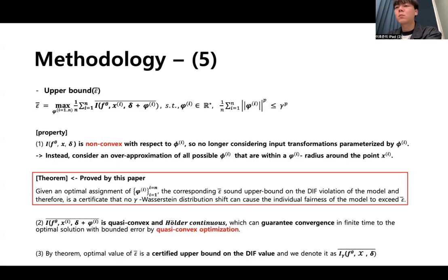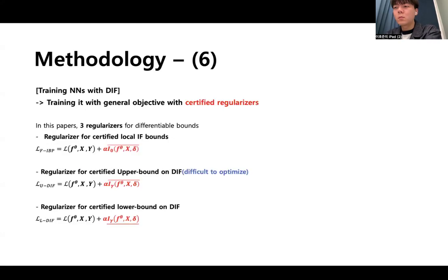To find the upper bound of epsilon star, we perform over approximation once again. Instead of altering the input distribution through distributional shift, we over approximate by changing the delta value of specific inputs. Using the probe provided in the paper, we can verify that applying the optimal Kusai value to the following equation results in the upper bound of the original distribution individual fairness violation. The upper bound can be determined through quasi-optimization utilizing the quasi-convex and Hölder continuous properties.